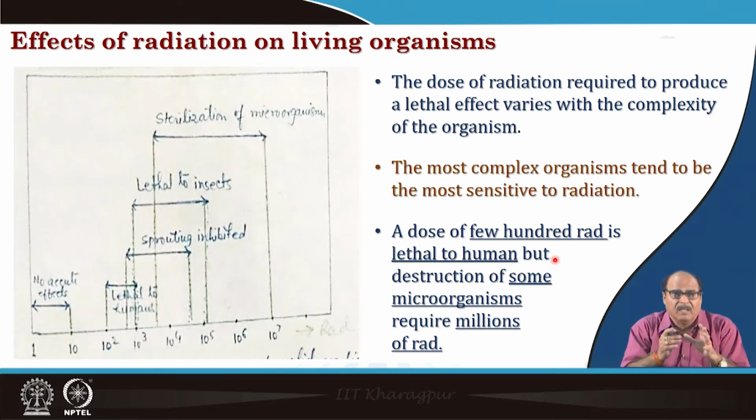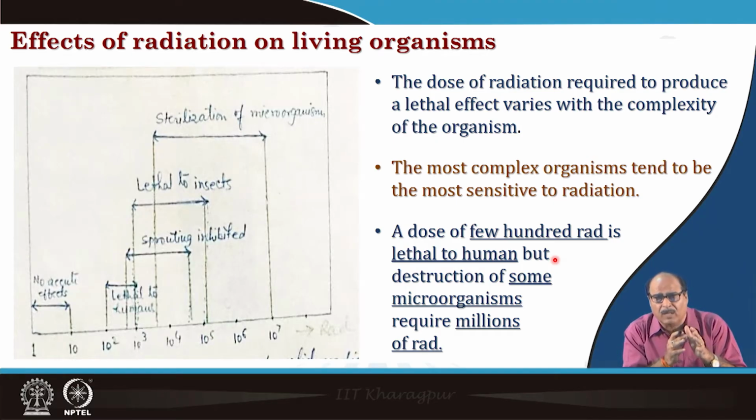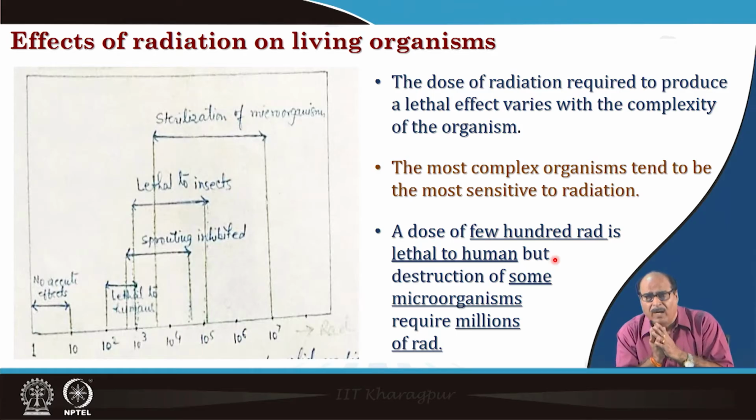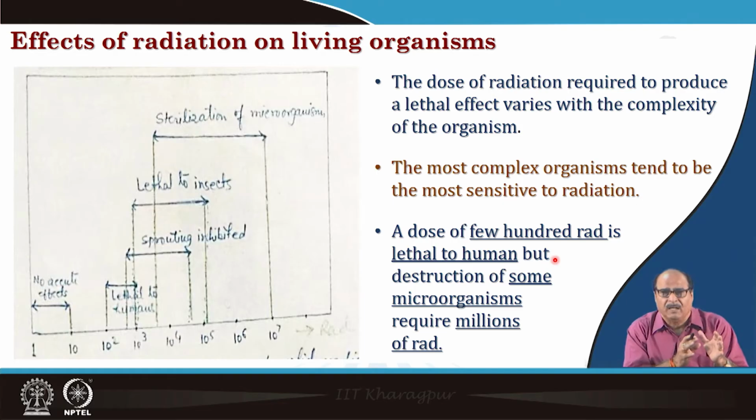Then these ionizing radiations have various effects on living organisms, and particularly the dose of radiation required to produce a lethal effect varies with the complexity of the organism. You can see in the figure that the most complex organisms tend to be the most sensitive to radiation. For example, a few hundred rad is lethal to humans, but the destruction of some microorganisms requires millions of rad.